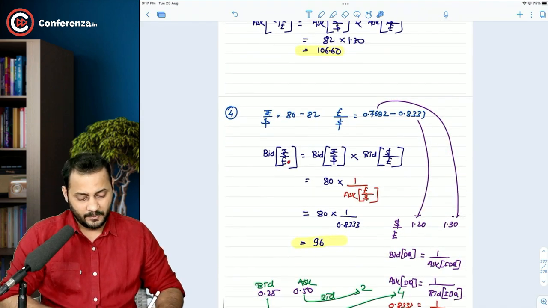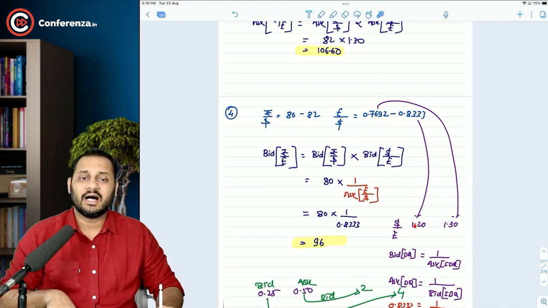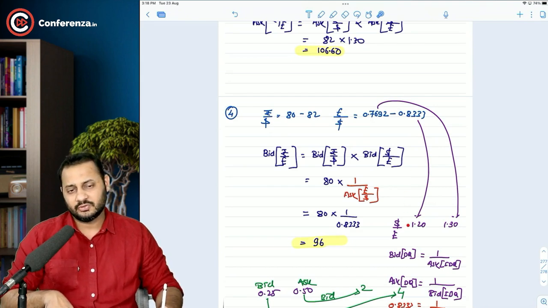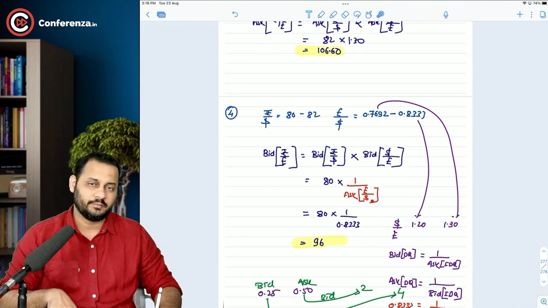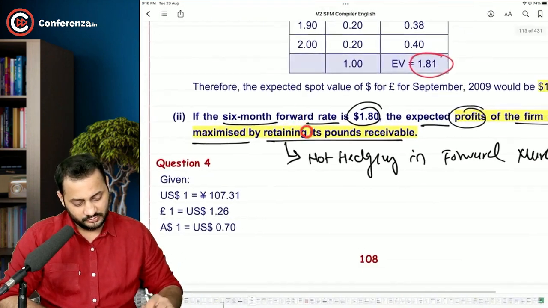We mixed it, and then we found that whenever we convert a particular quote from direct to indirect, which is a two-way quote, the bid becomes the ask of the indirect, and the ask becomes the bid of the indirect. So that is what you have to remember. So whenever you have to convert the bid rate, it will be 1 by ask of the other quote. Okay, sir. So this is the learning that you have to take.